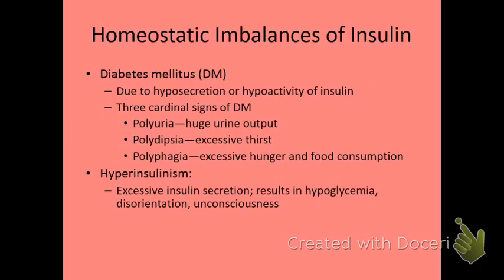It is a very common problem nowadays. There are 3 cardinal signs. We have polyuria, polydipsia, which is excessive thirst, and then we have polyphagia, which is excessive hunger and food consumption. And this is how it works. When you eat something that has lots of sugar in it, it goes into your stomach, it goes in the small intestine, it's absorbed back into the system, it goes into the bloodstream, and then it will flow around the bloodstream.